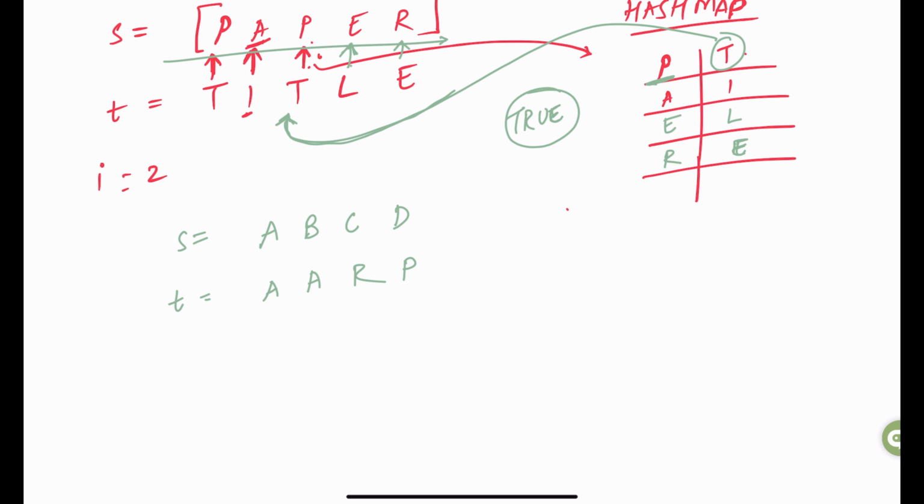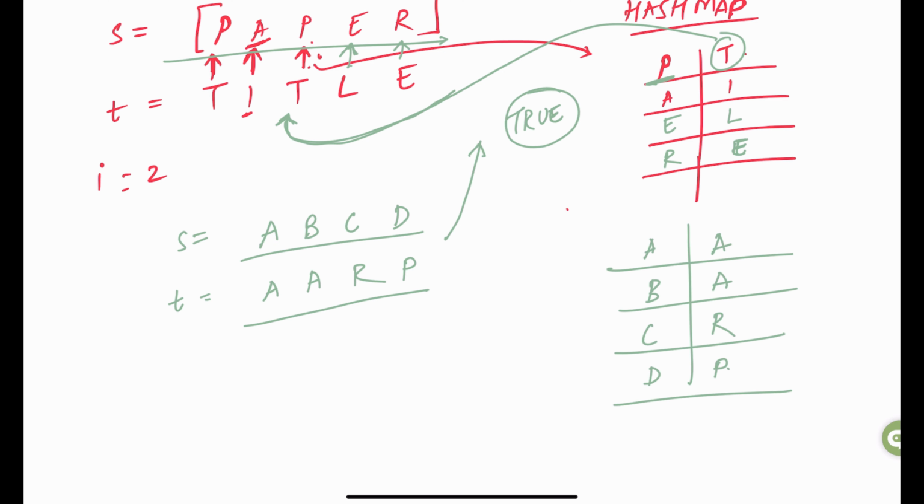There is one more edge case that we need to think about when building this solution. Let's take an example where S is ABCD and T is AARP. So with these inputs and the logic that we just discussed, the hash map would look something like this and it will return true. But this is not correct. If we reverse the strings and apply the same logic, the output will be false.